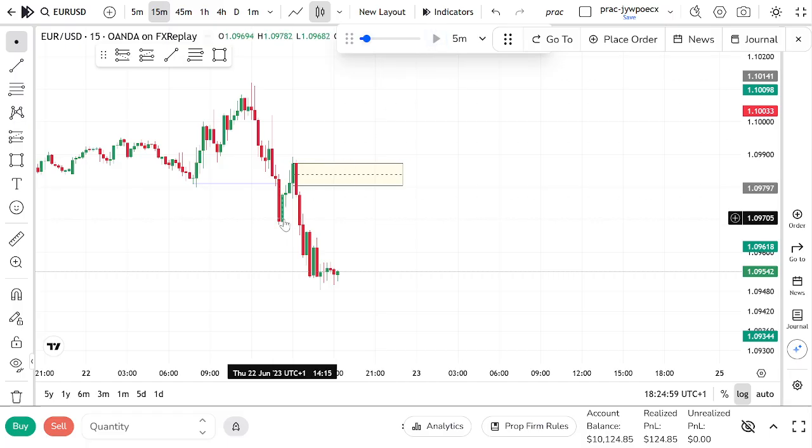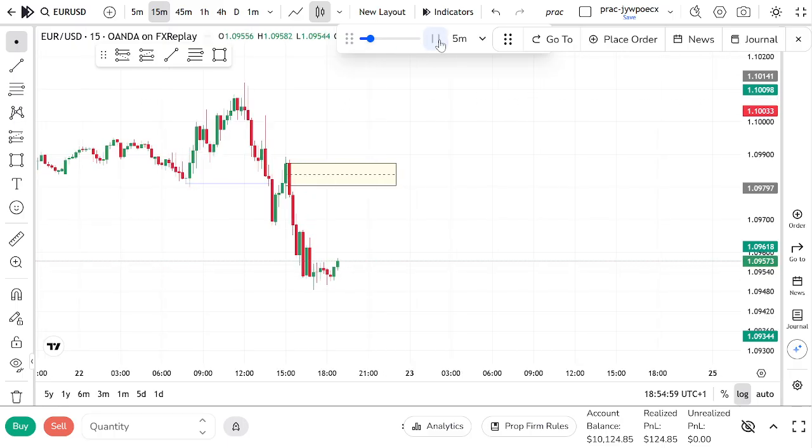We have a breaker block here also, right? But we want to wait for confirmation. This is how to wait for confirmation using sweep entries, right? So that you will know trades to take and trades not to take.